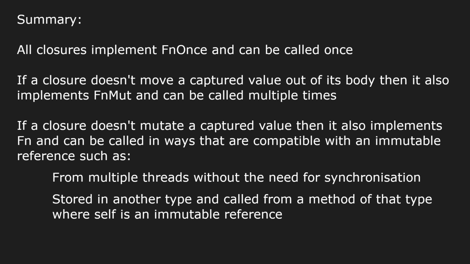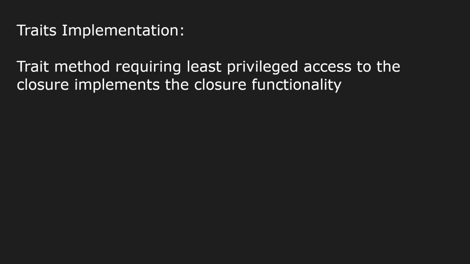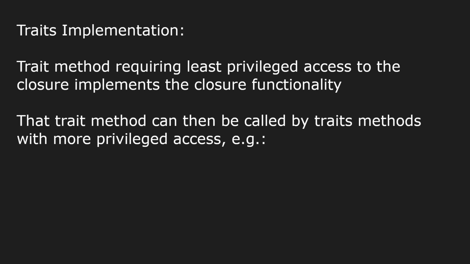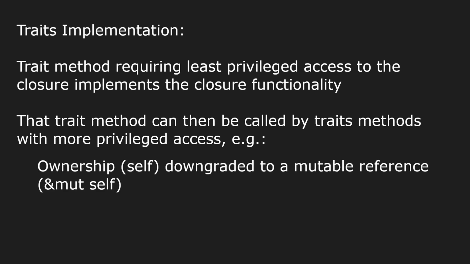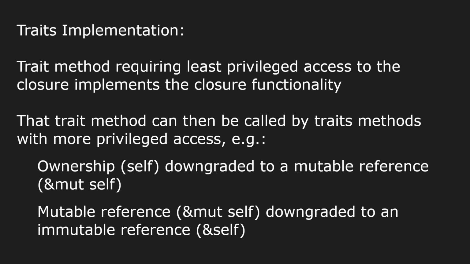It's useful to understand what's happening when the compiler creates these implementations. First note that it's the trait method requiring least privileged access to the closure that implements the closure functionality. That trait method can then be called by trait methods with more privileged access, during which, for example, ownership is downgraded to a mutable reference, or a mutable reference is downgraded to an immutable reference.